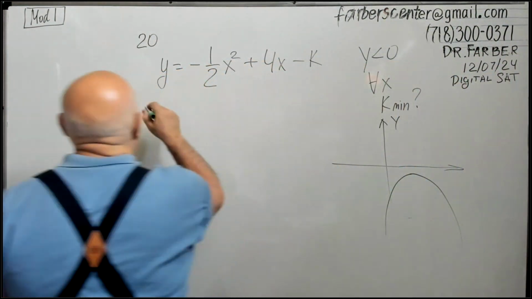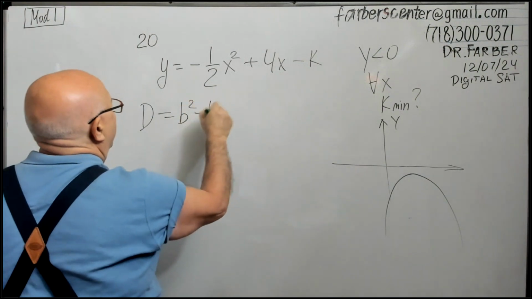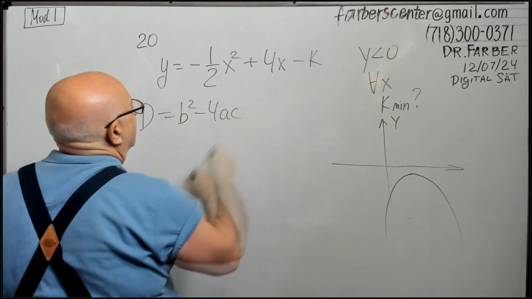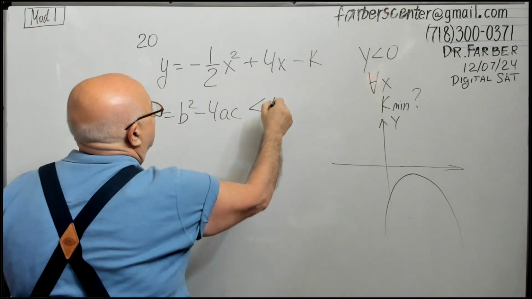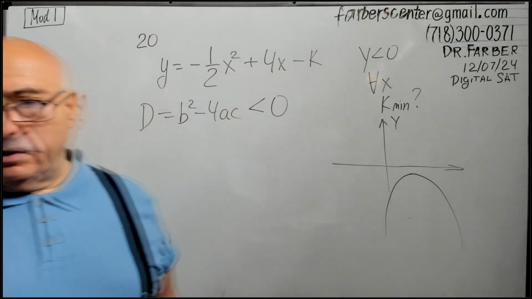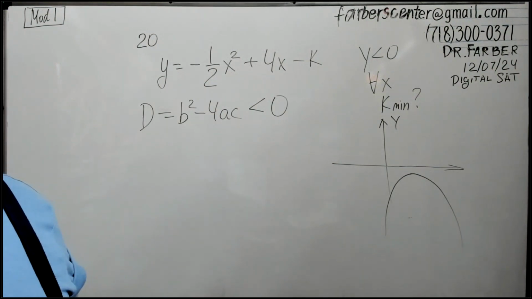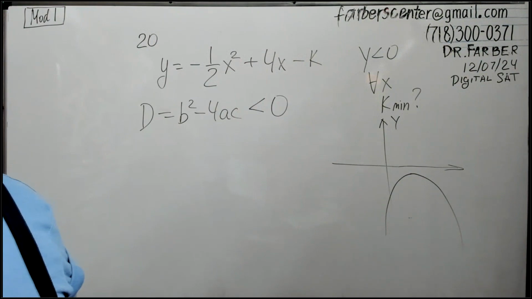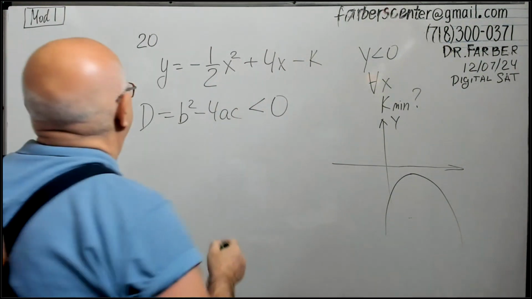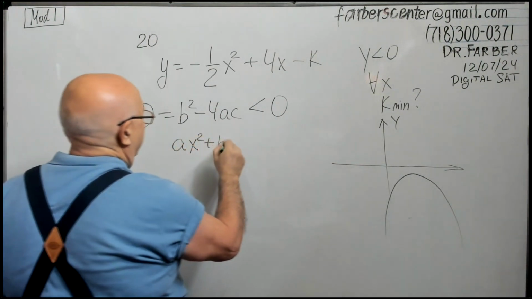So discriminant b squared minus 4ac is supposed to be less than 0. Okay, students, put your hands down. Who does not know what a discriminant is? Everybody knows, right? Discriminant, I'll give a look at this, students. Pretend I have the equation ax squared plus bx plus c.